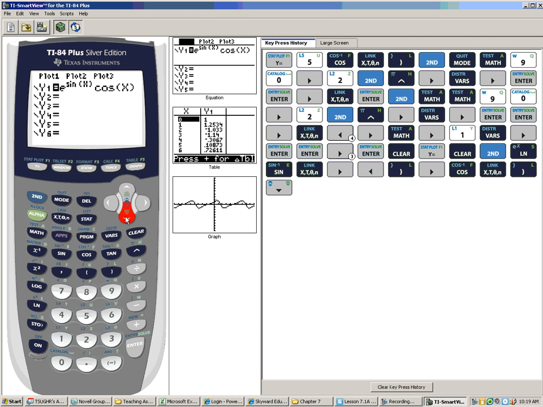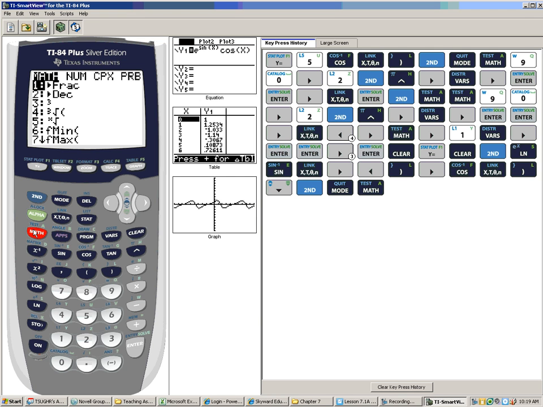If we're just doing the definite integral part, let's make sure it's 0. So I can quit. We're going to go math 9 for FNINT. We're going to go from 0 to 2 pi.